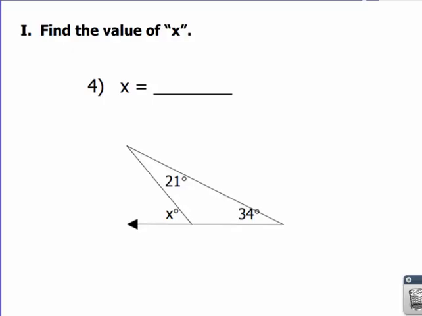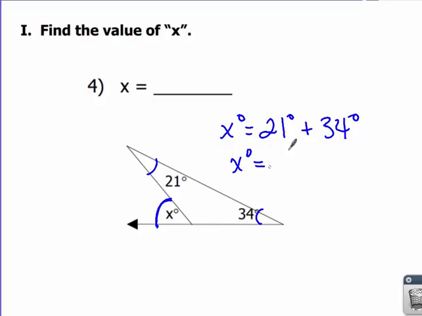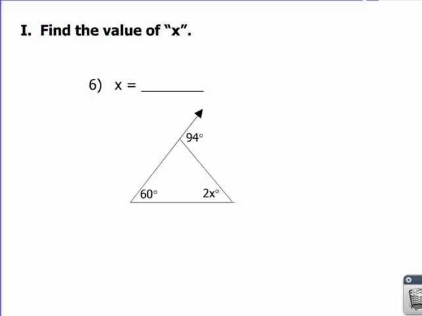So hopefully you realized that this exterior angle is equal to the sum of the 2 remote interior angles. This angle here touches the x, so it's not the one I want. I want the ones on the opposite of that. So angle x is equal to 21 degrees plus 34 degrees. So x degrees is equal to 55 degrees. So this exterior angle is 55 degrees. Simple as that. Now let's see if we can bump it up a notch.